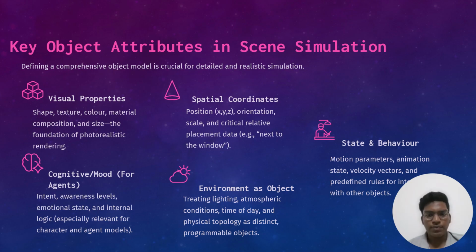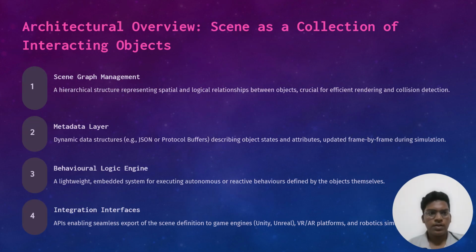State and behaviors: motion parameters, animation states, velocity vectors, and rules for other objects. Scene as a collection of interacting objects. Scene graph management: a structure representing spatial and logical relationships between objects, for efficiency and collision detection.